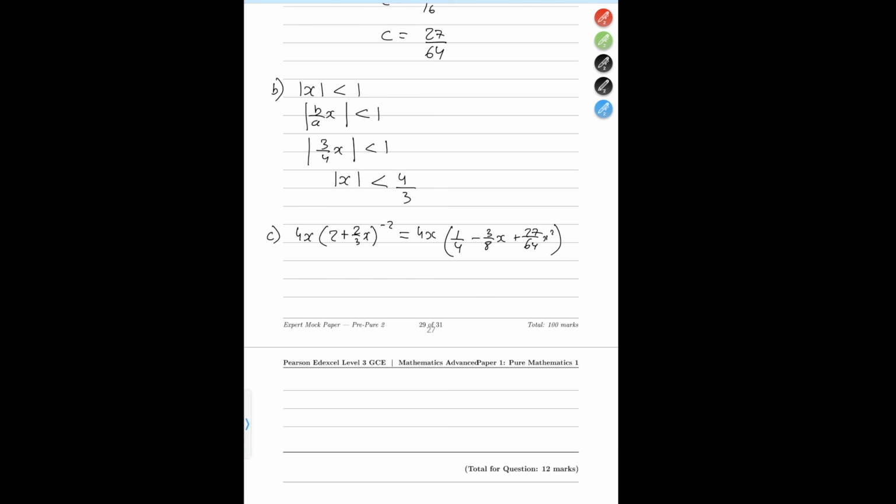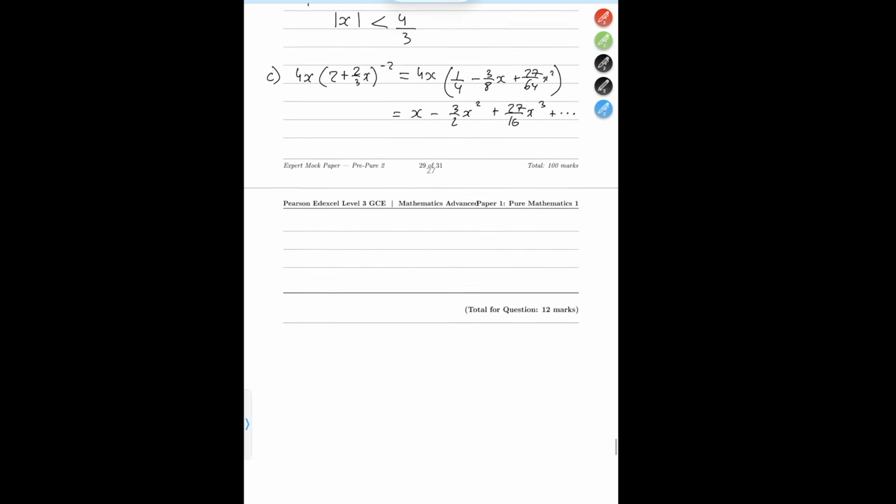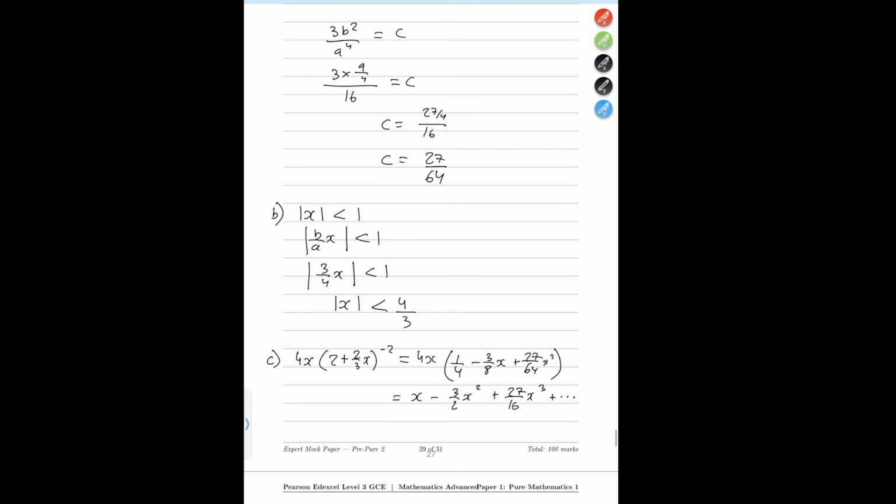So we can use the information that they give us, because all we're doing is multiplying our original expansion by 4x. Okay, so we don't have to completely calculate it like a new one. We can just multiply our original by 4x. So this will give us x minus 3 over 2 x squared plus 27 over 16 x cubed, and then plus dot dot dot. So I think that's all it asks for. That's it. And I believe that is the last question that I put here in this paper.